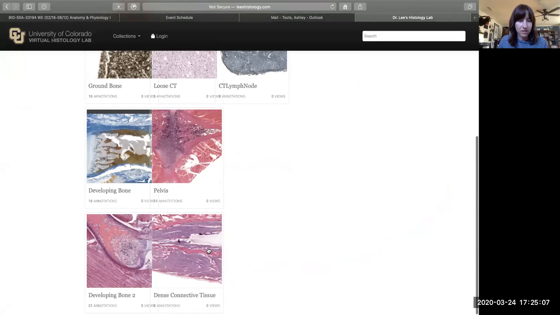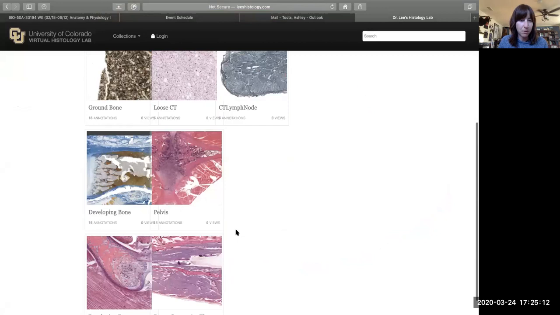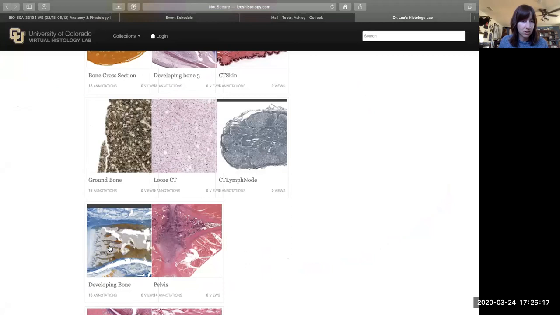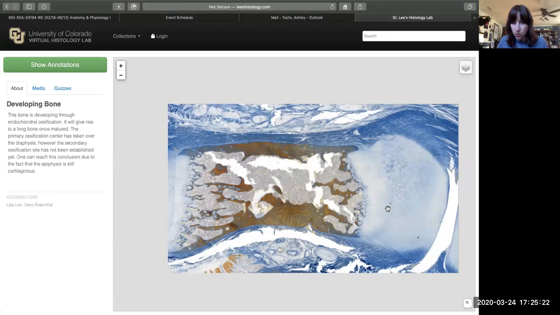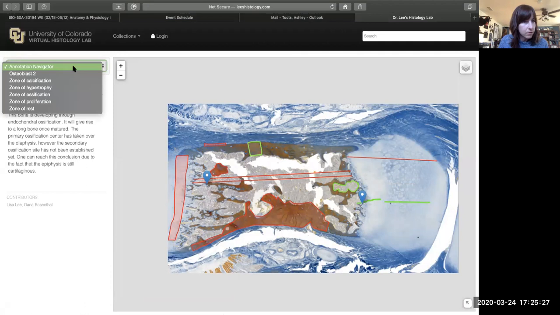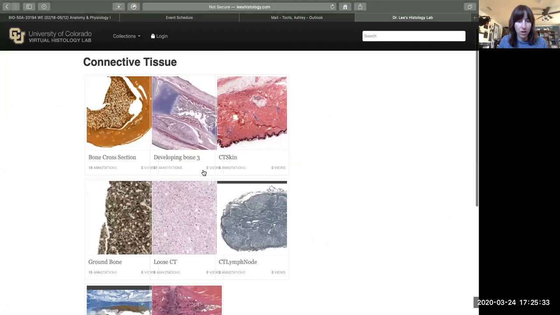There was not any hyaline in here, was there? Or wait, there was no, developing bone? Mm-hmm. Developing bone one. Let's start there, shall we? Cool. We'll talk more about that when we get to bone. Let's try developing bone two. What you got?